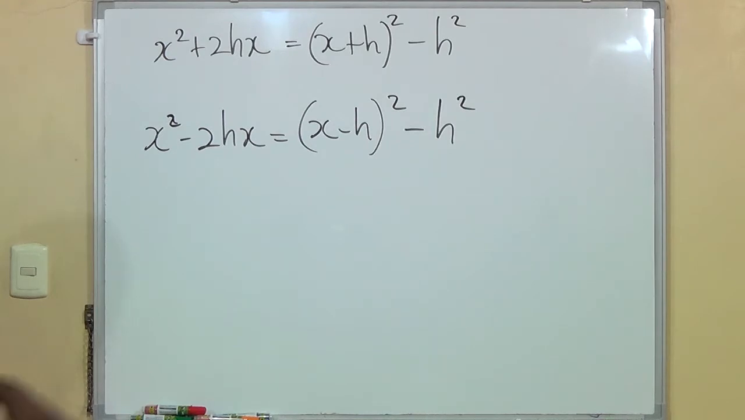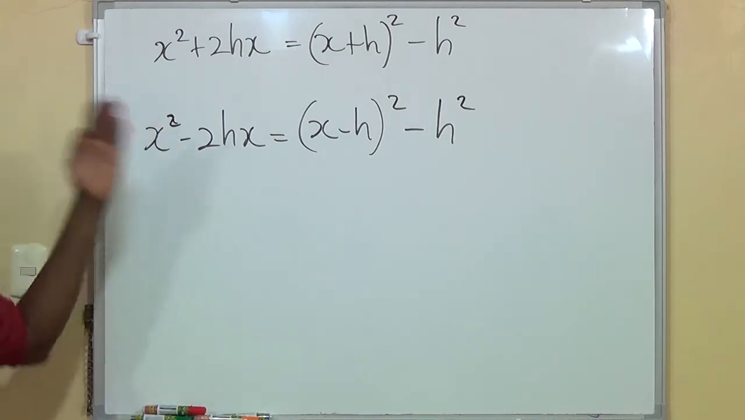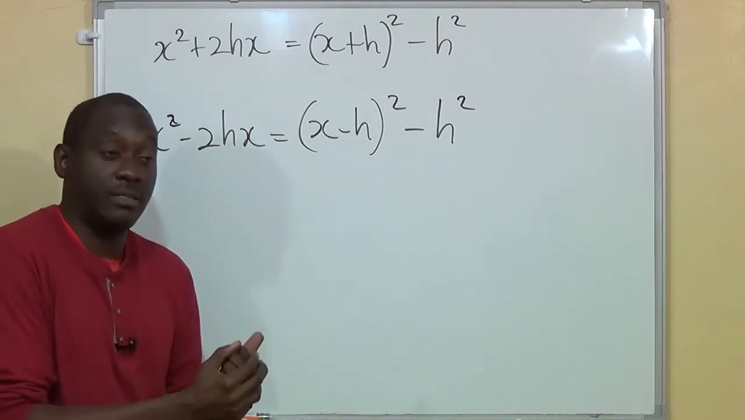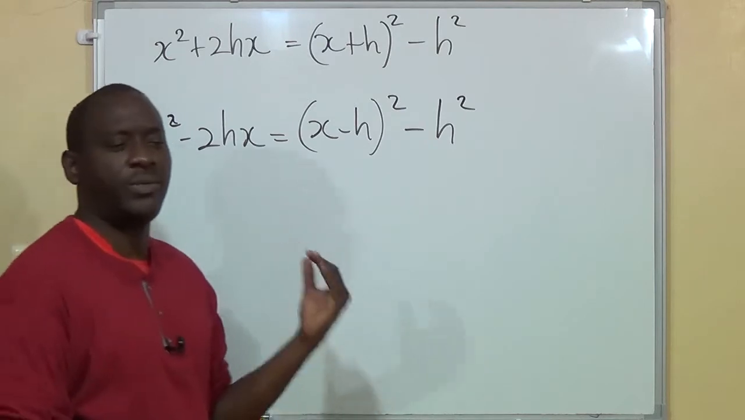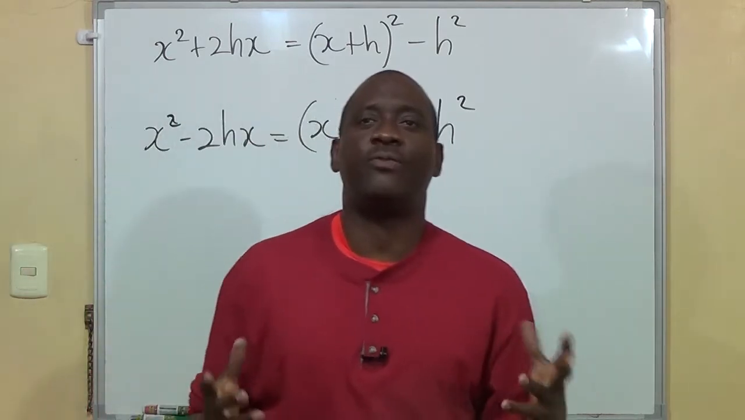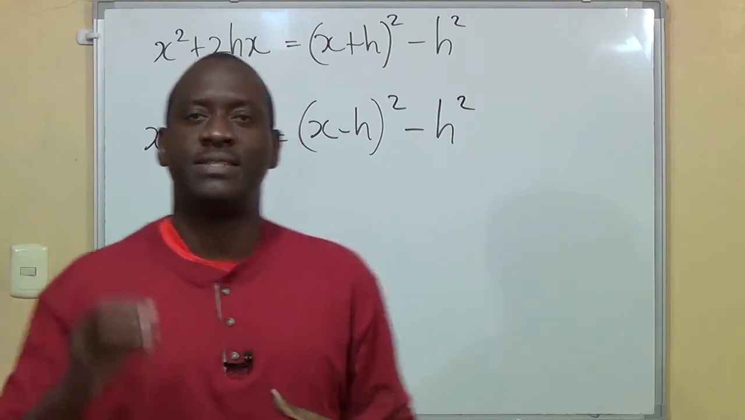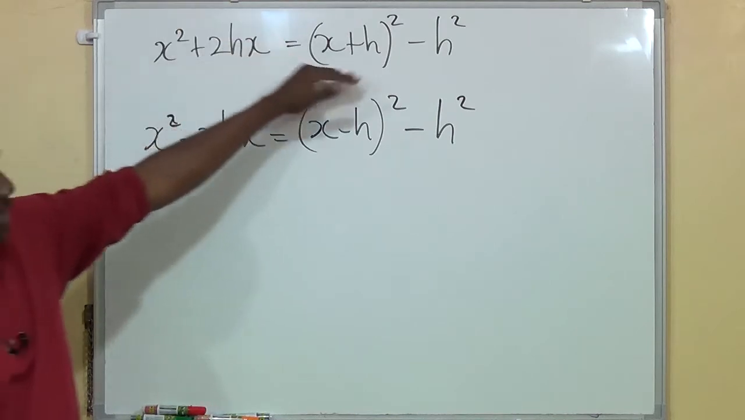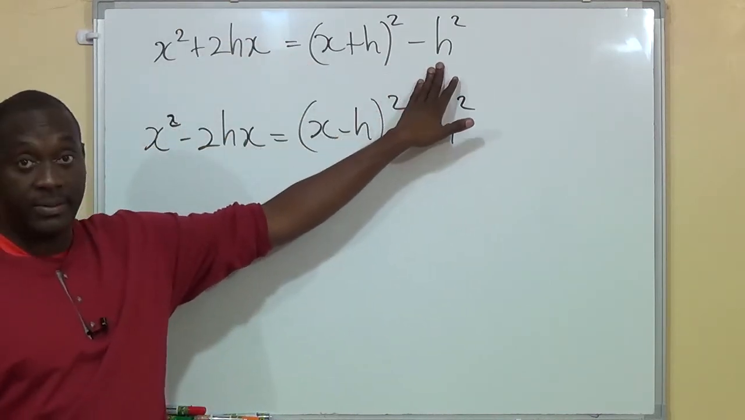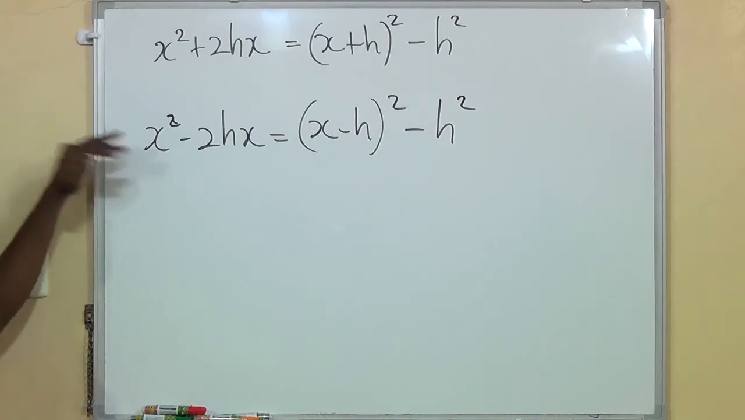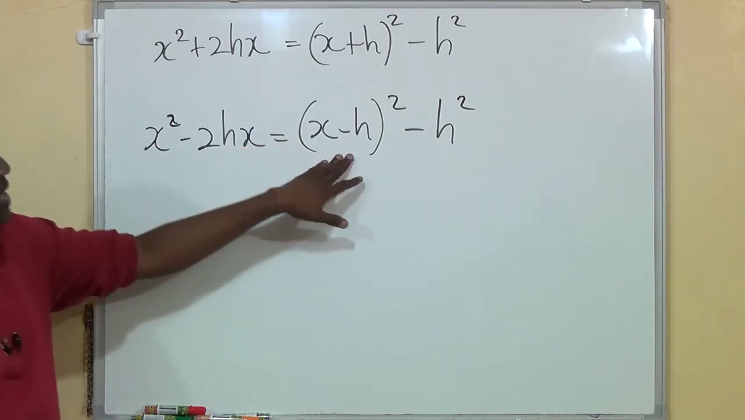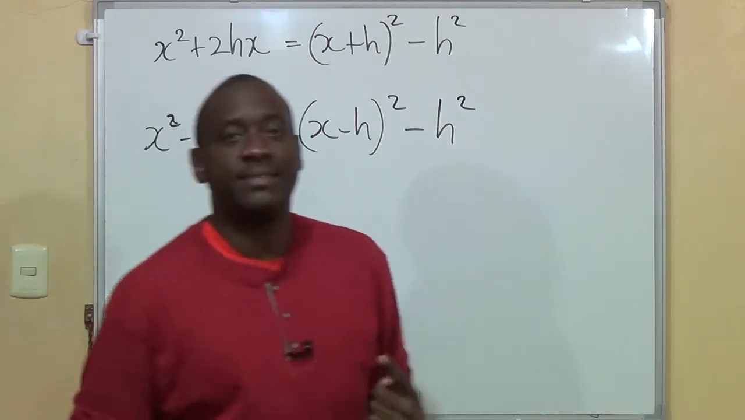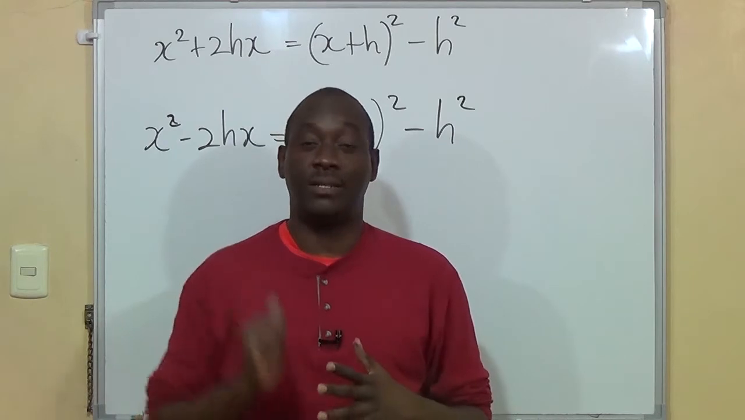So we know now, and we could take this as just how it is. We don't have to ask any questions, debate, or wonder if, when, where, why, and how. We could just take it as is that x squared plus 2hx is equal to (x plus h) squared minus h squared. We could take it also that x squared minus 2hx is (x minus h) all squared minus h squared.